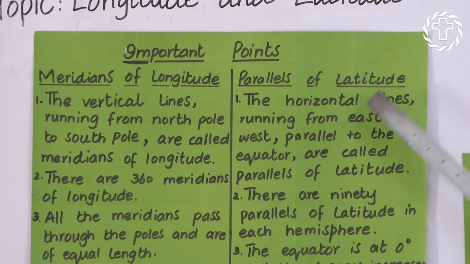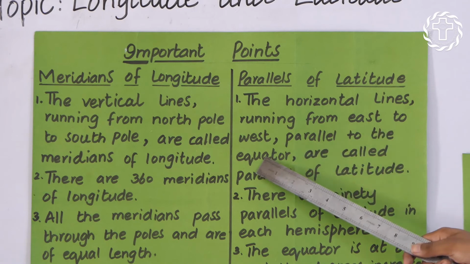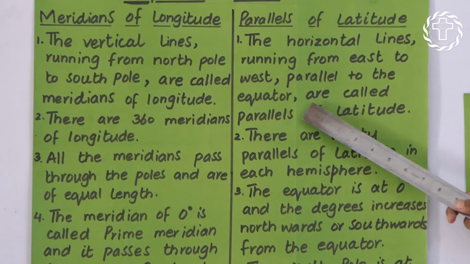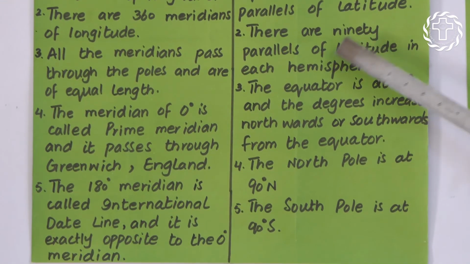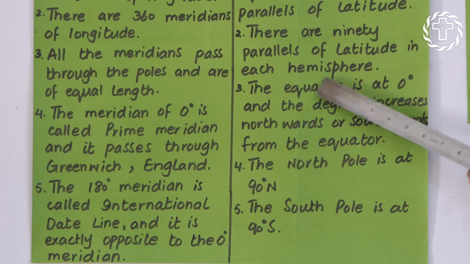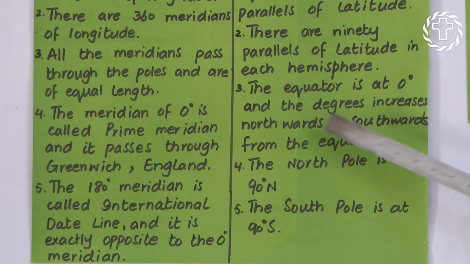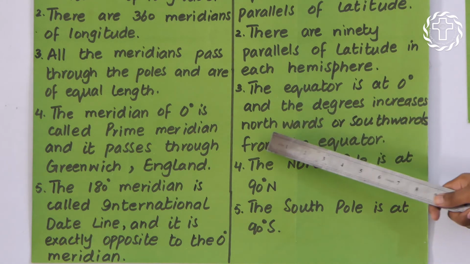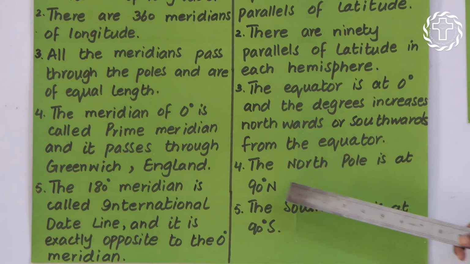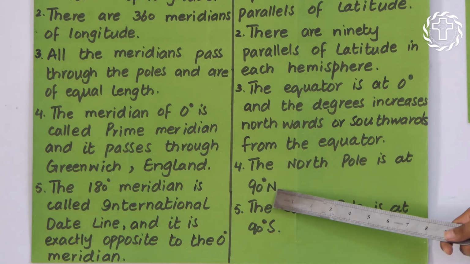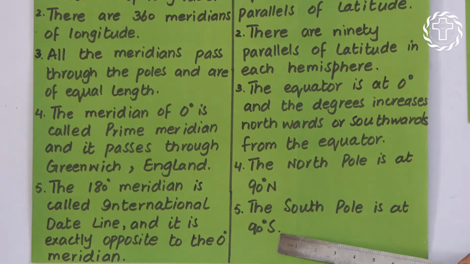Parallels of latitude. The horizontal lines running from east to west, parallel to the equator, are called parallels of latitude. There are 90 parallels of latitude in each hemisphere. The equator is at 0 degree and the degrees increase northwards or southwards from the equator. The North Pole is at 90 degree N. The South Pole is at 90 degree S.